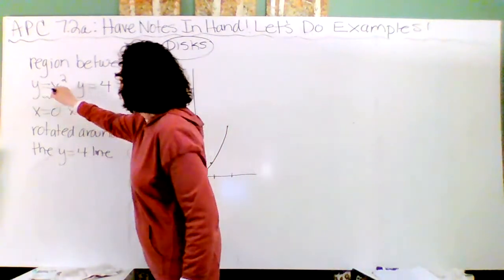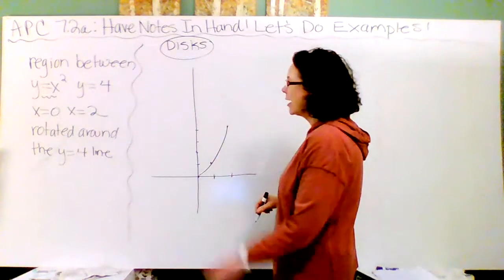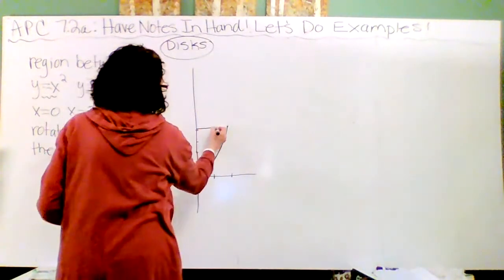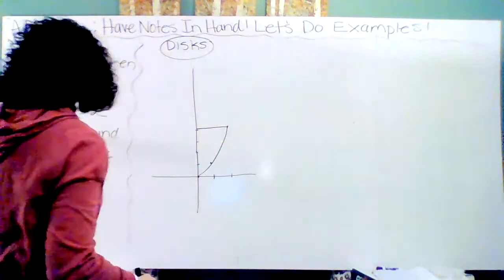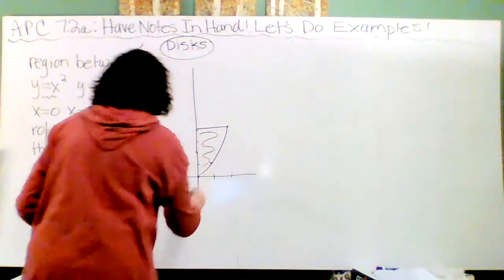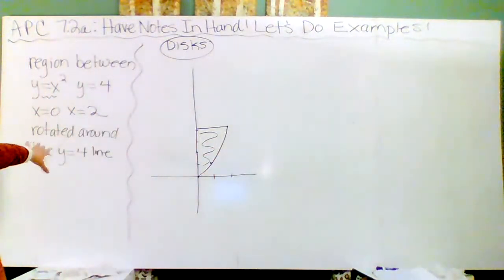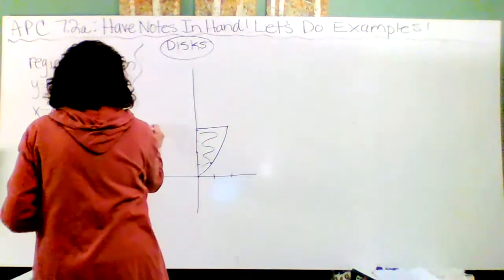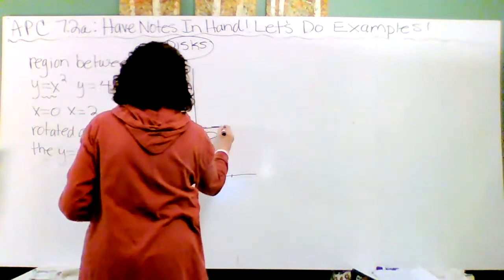Took care of that. And it's the region between y equals x squared and y equals 4, which is this horizontal line here, between an x of 0 and 2. So here is our region. We will be rotating this region around the y equals 4 line. So let's show that rotation.